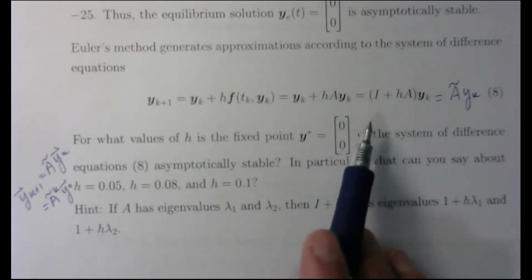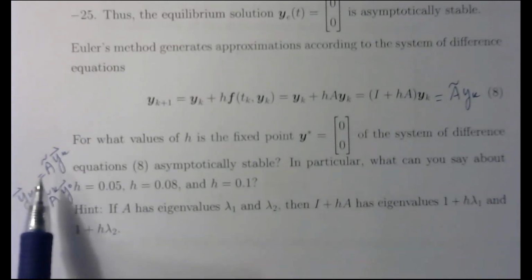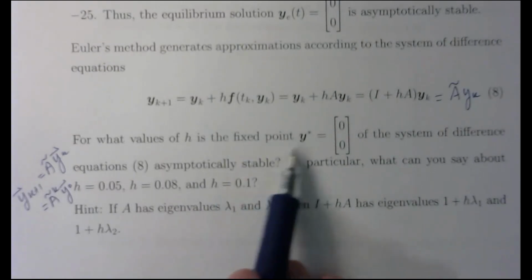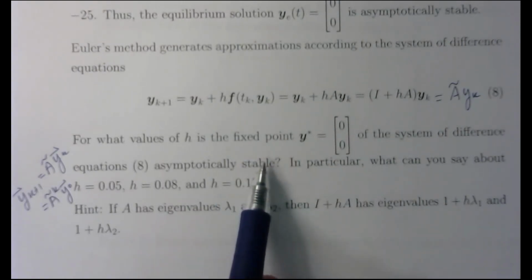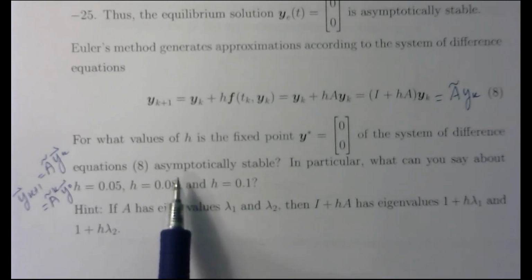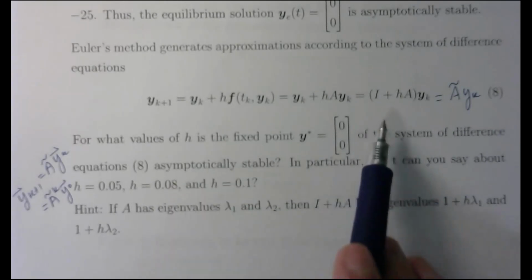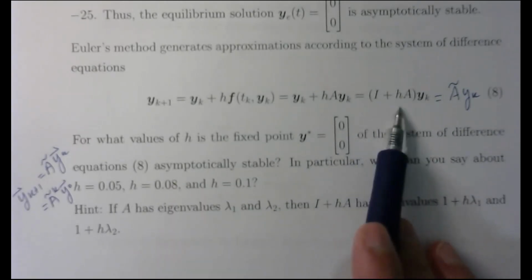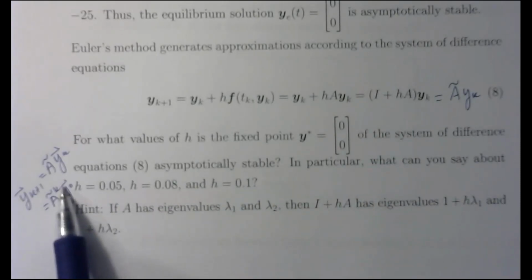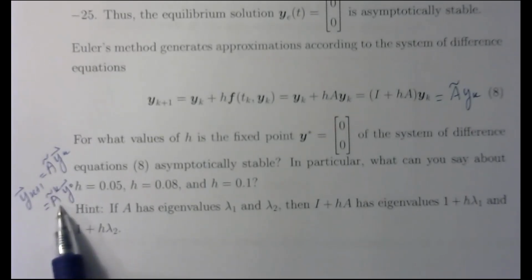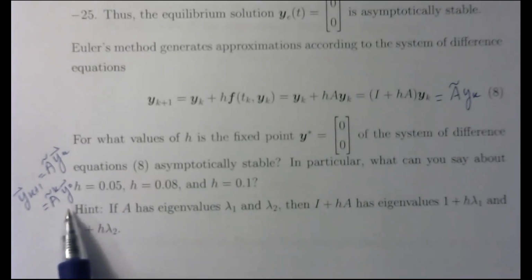So the question really is, for what h's is this point asymptotically stable? Meaning for what h's are the eigenvalues of this matrix in the unit circle, right? So when they're less than 1, they're going to shrink, right? This will converge. If they're bigger than 1, A tilde to the k blows up and you don't get stability anymore. So what are the eigenvalues of this A tilde?